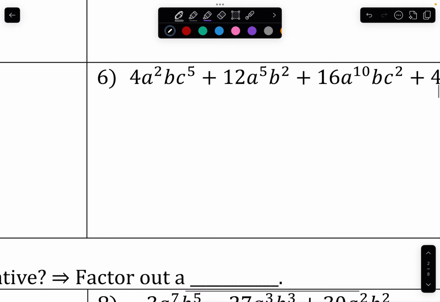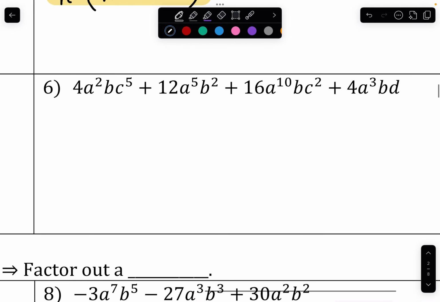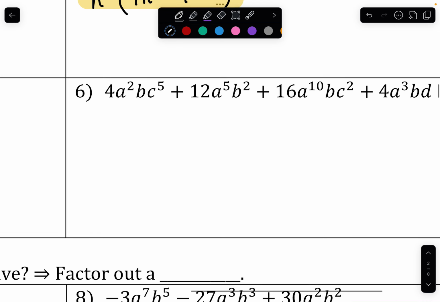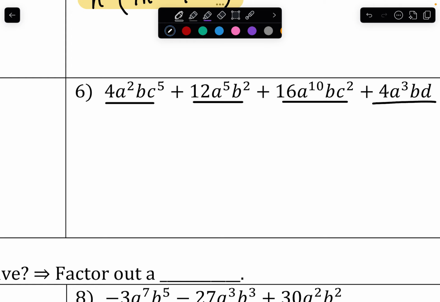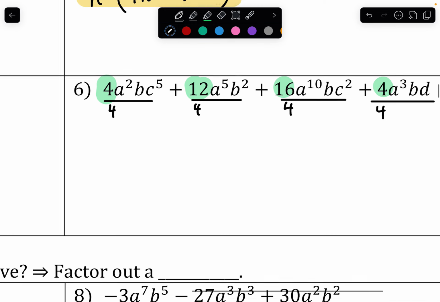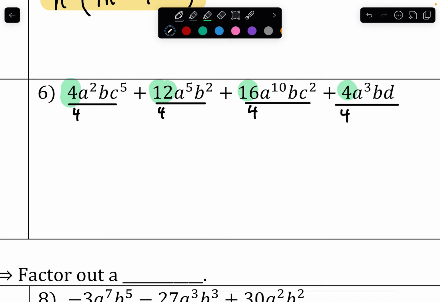Okay, last one. We've got A's, B's, and C's, and D's. So I like to underline each term with a division bar to see how many terms I'm dealing with. And then focusing on the coefficients, those numbers, we have 4, 12, 16, and 4. 4 is the smallest, so we're going to try that. 4 does divide all of the other numbers, and so that will be our GCF.